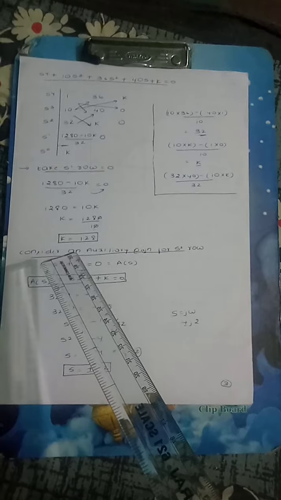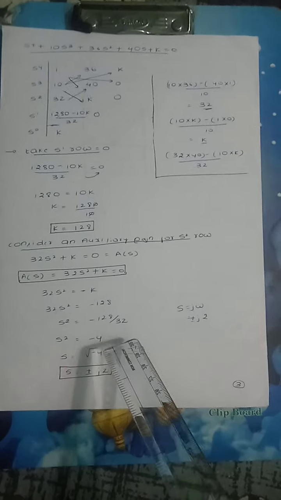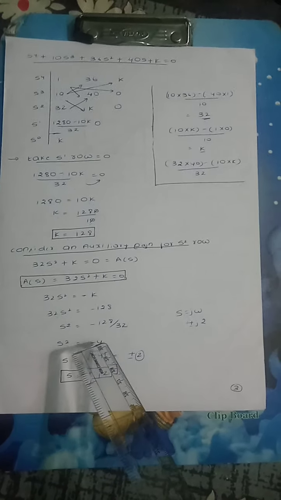After this, you have determined the k value, and now you have to determine the s value on the imaginary axis. So you have to take the auxiliary equation, which means 32 s square plus k is equal to 0. Therefore 32 s square is equal to minus k, which is minus 128. So s square is equal to minus 128 divided by 32. Therefore s square is equal to minus 4. s is equal to square root of minus 4, so you will get plus or minus 2.